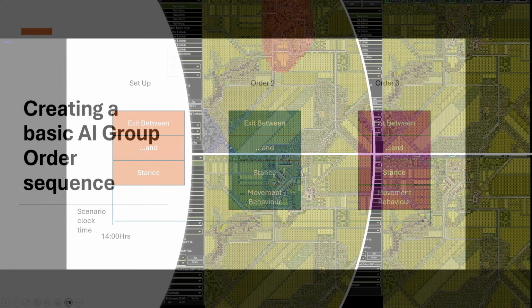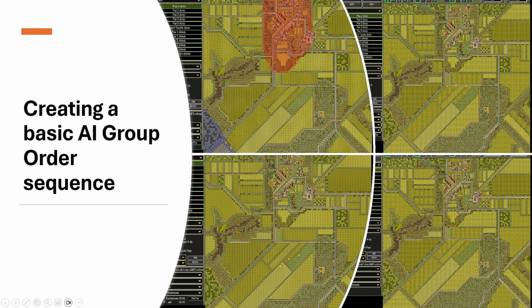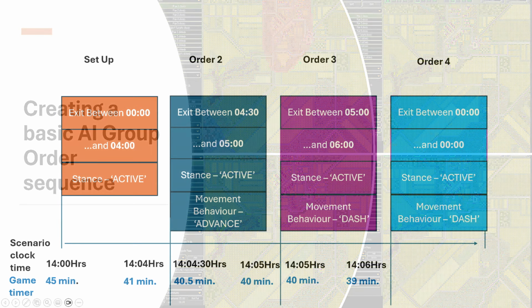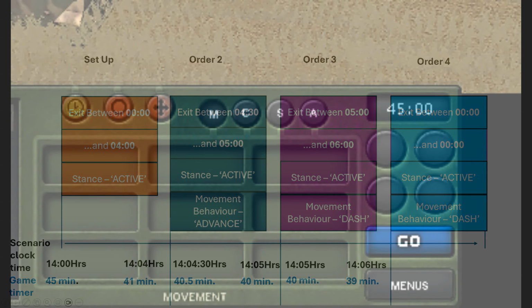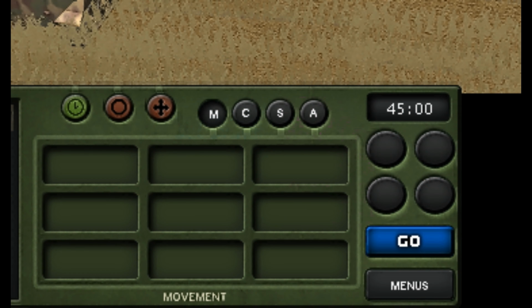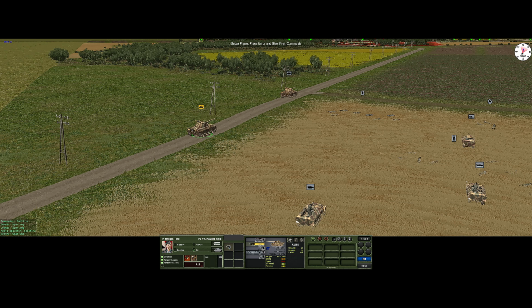Creating a basic AI group order sequence. So simply put, when creating an order, you're telling the AI group the movement behaviour to adopt for the previous order and telling it when to carry out the next order. So in our example Red Thunder scenario, where we're creating the AI plan with the game timer set to 45 minutes and using our AI group number 2, the Panthers, as an example.